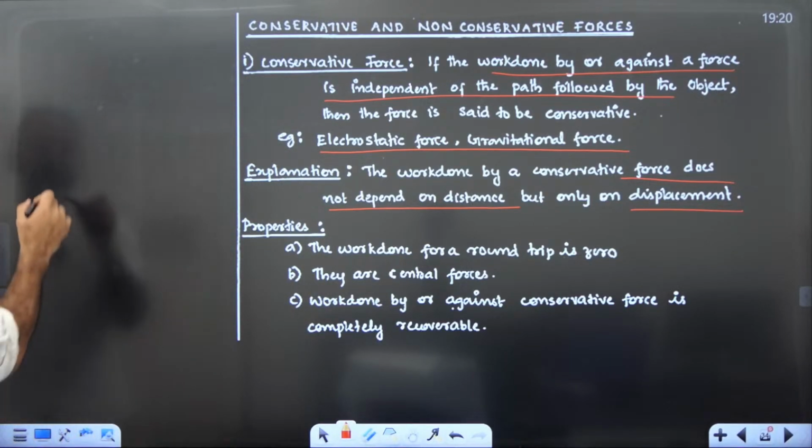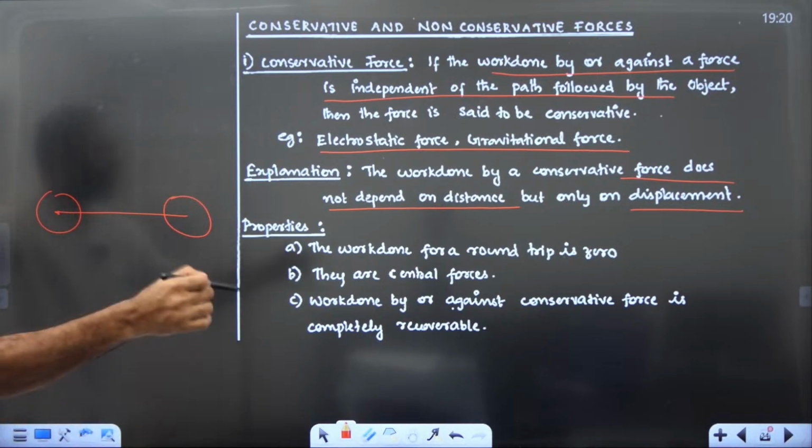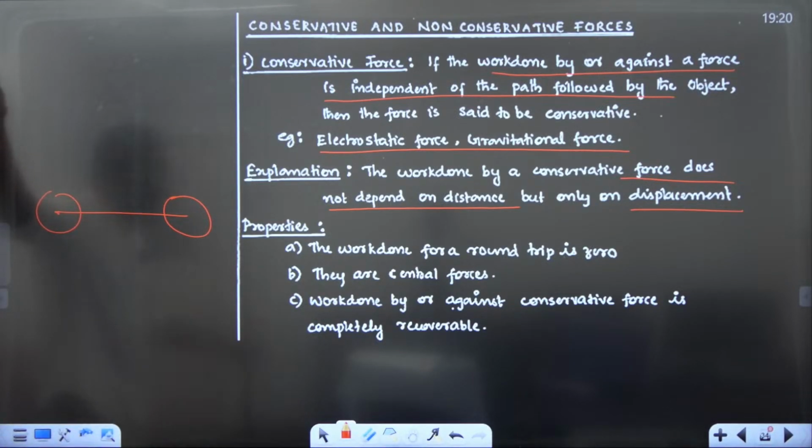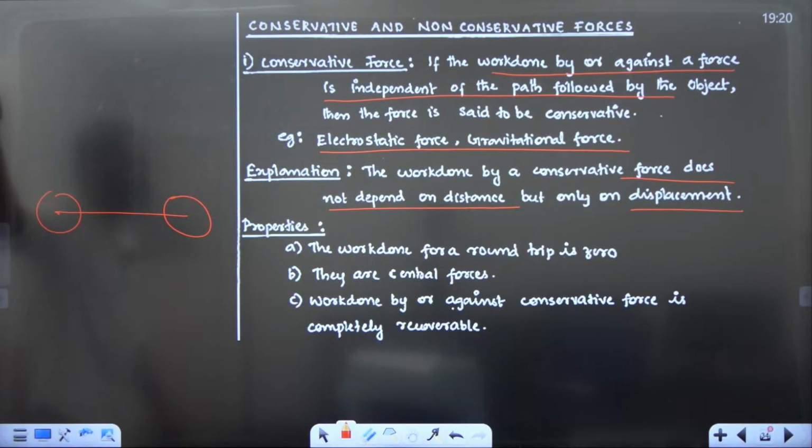So it acts from the center of one body to the center of the other body. Example: gravitational force, which you will study in the 8th chapter. Next example, electrostatic force, which you will study in the 12th standard. They are central forces. Work done by or against a conservative force is completely recoverable.